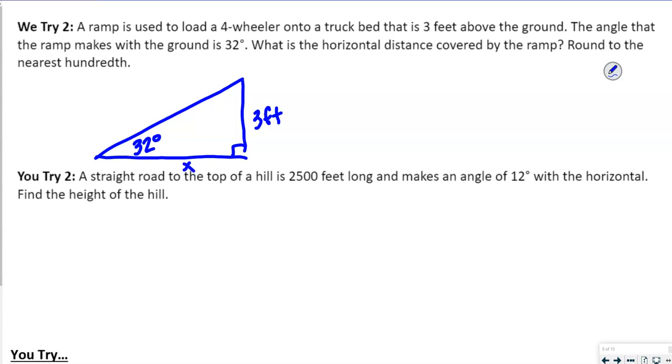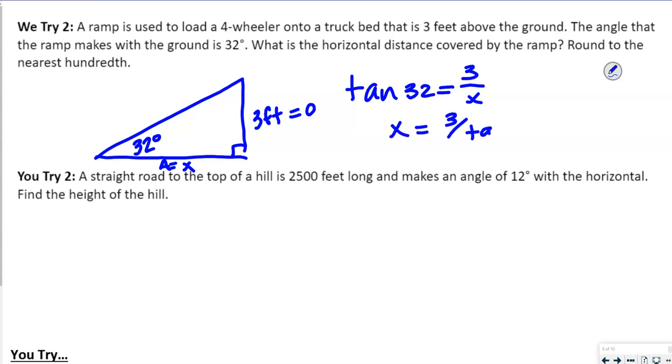So how does the 3 feet relate to the 32? It's opposite, right? How does the x relate to it? It's our adjacent. So what ratio uses adjacent and opposite? That would be tangent. So we're going to do the tangent of 32 is equal to 3 over x. Remember, if there's a variable in the denominator, they're going to swap places. So this is going to be x is equal to 3 divided by the tangent of 32. So 3 divided by the tangent of 32 is 4.8 feet.